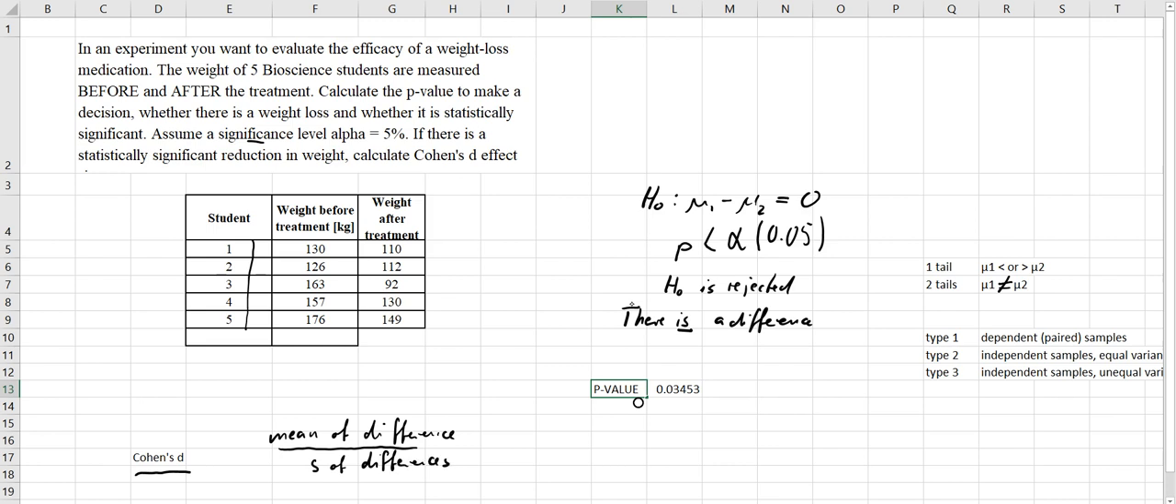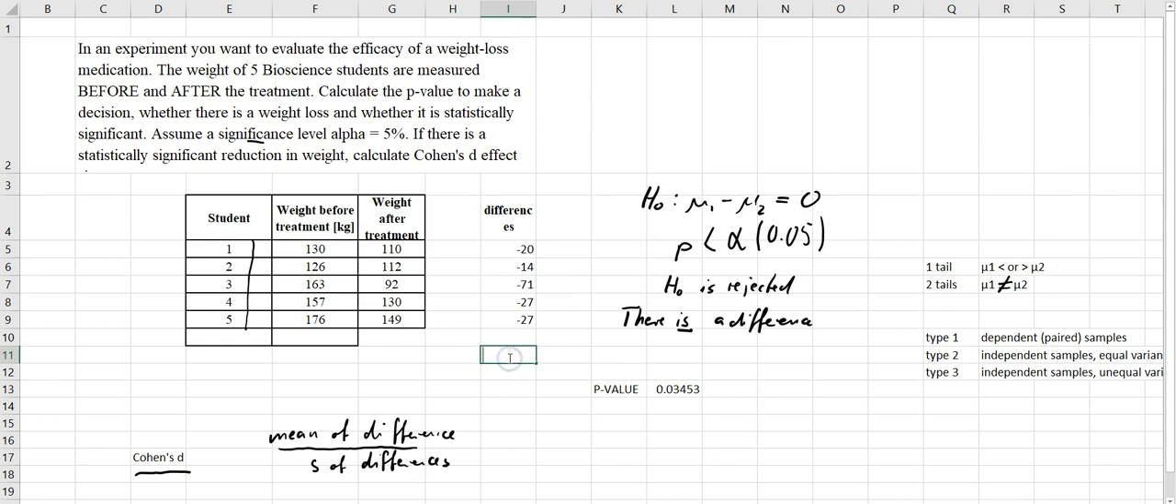So how do we calculate that? Well, that's not terribly difficult. All we need to do here is calculate the differences for each student. So this would be equals weight after minus the weight before. So this student lost 20 kilograms. And we do that for all 5. So there is some serious weight loss going on.